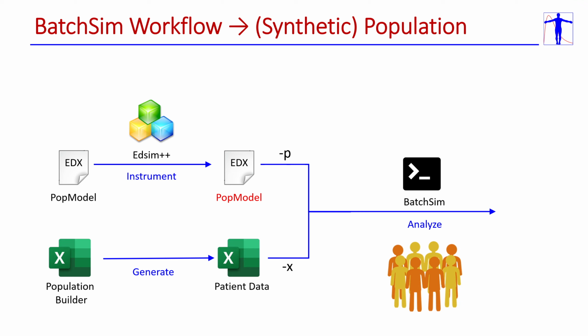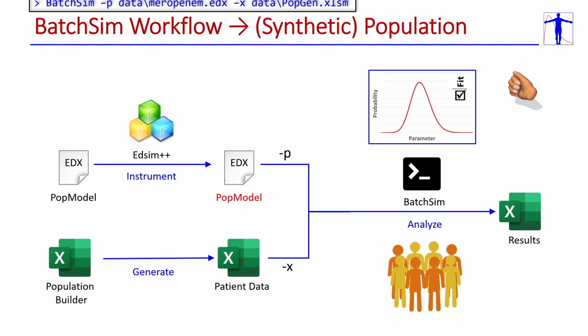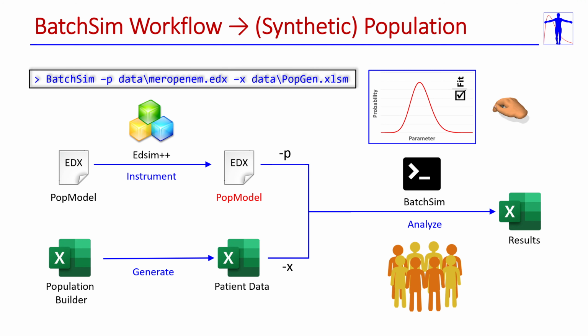The population typically consists of 1,000 to 10,000 patients. Only parameters with their fit property enabled will be randomized using the specified mean value and standard deviation. The results are captured in an Excel workbook which is automatically shown after completion of the process. This is a typical BatchSim command line for running an analysis using a real or synthetic patient population.